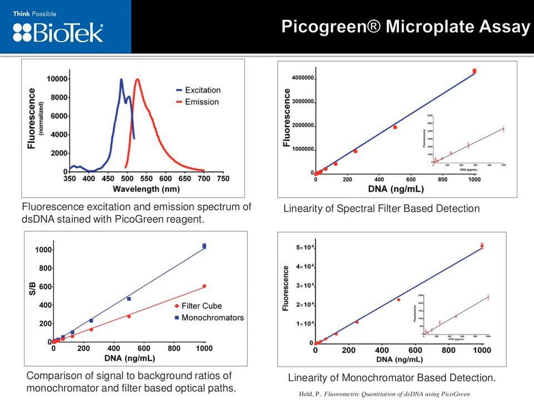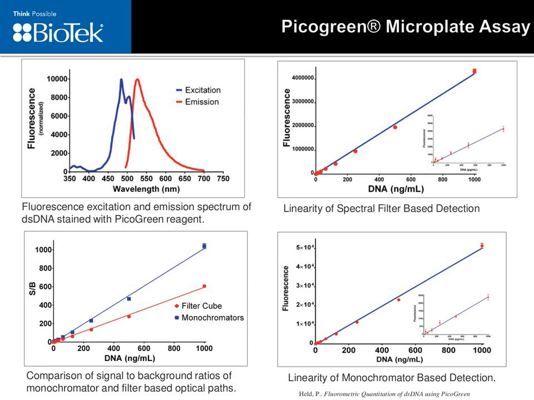And then if we now move to the upper right-hand corner, look at the plot of linearity of spectral filter-based detection, we can see we have excellent linearity in the concentration range from 0 to 1 microgram per mL. The inset figure depicts data points for the lower concentrations, which range from 0 to 1,000 picograms per mL. And we can see we have excellent correlation here using least mean squared linear regression analysis, showing near perfect linearity.